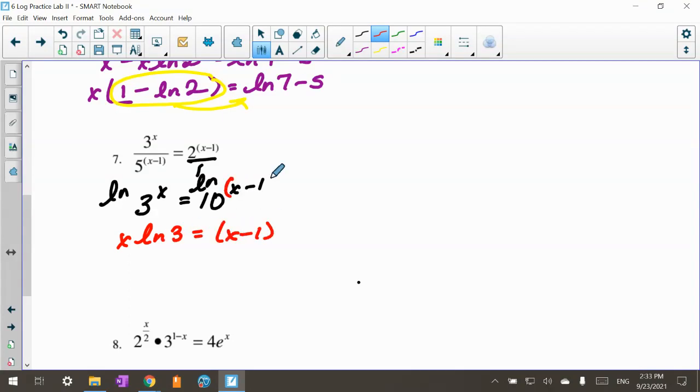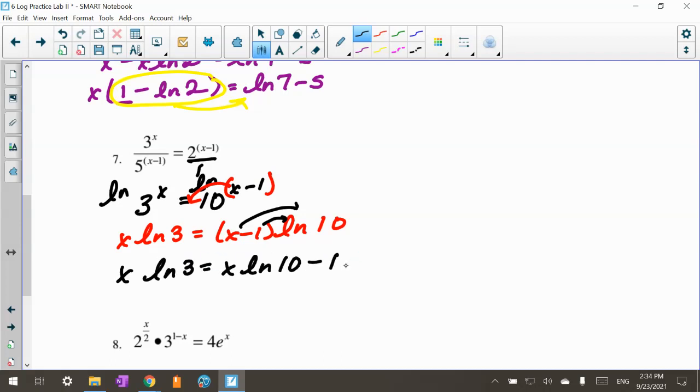Remember, when you bring this down, bring it in parentheses down front, natural log of 10. Now, if you bring down a binomial, you have to distribute. It's like having the number behind. So I have x natural log of 3 equals x natural log of 10 minus 1 natural log of 10.